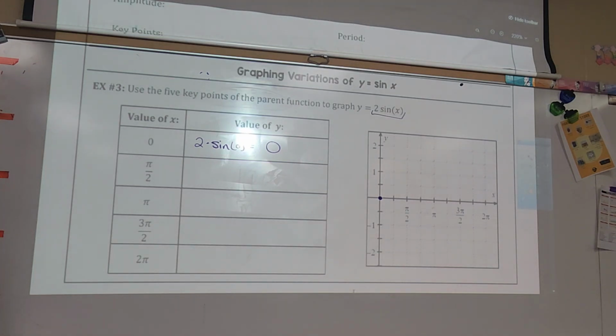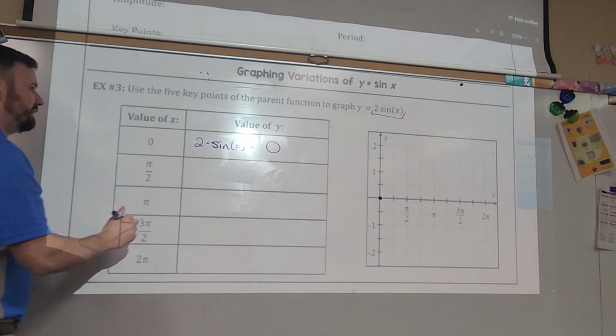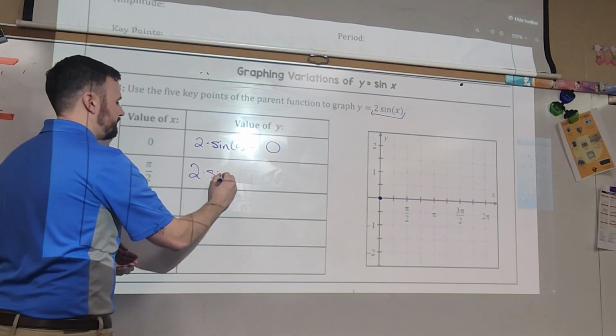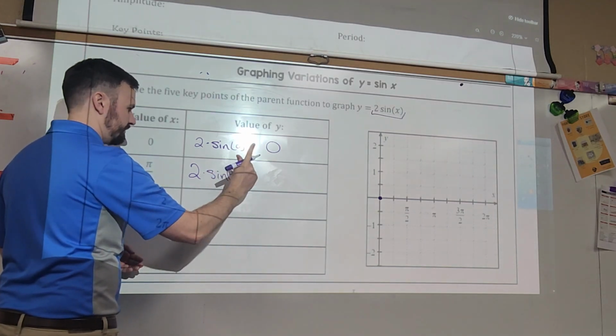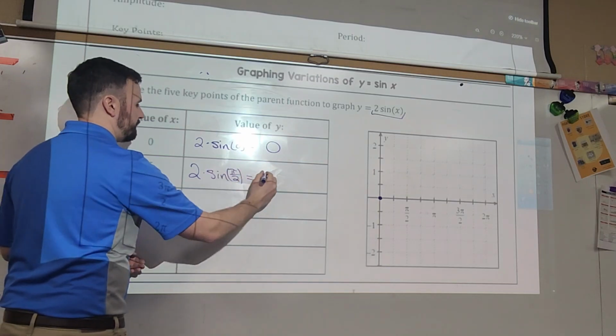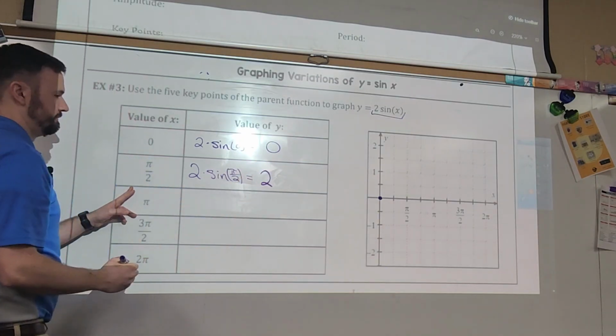Which is good. I'm supposed to start with an intercept. Do I have an intercept? All right, good. Next, I'm going to do 2 times sine of pi over 2. What's sine of pi over 2? It's 1, right? So 2 times 1 is 2.